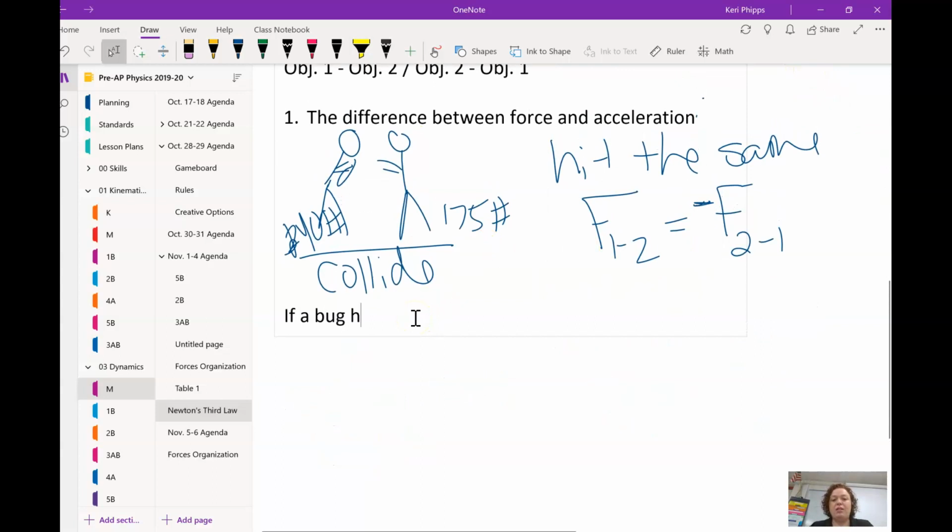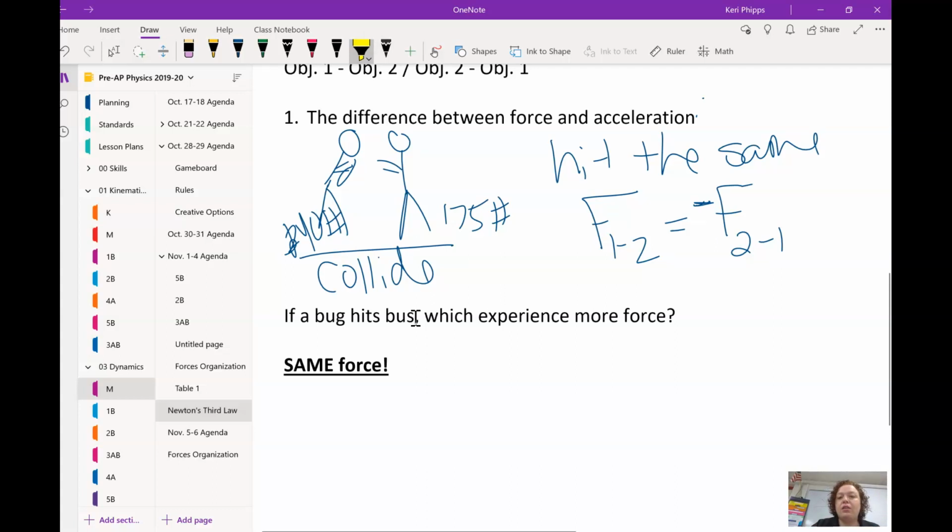If a bug hits a bus, which experiences more force? They experience the same force. So what's different? Like I keep saying, the same force, but we know that something's different. The bug's dead. The bus is doing the same thing. So what's happening here?